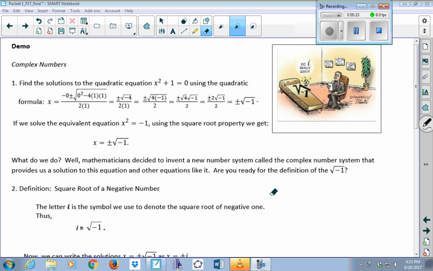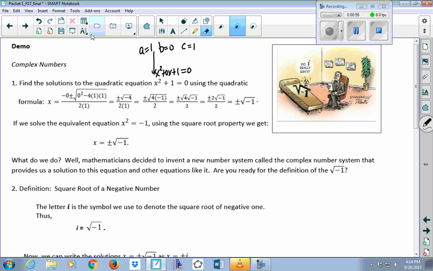And the complex number system was needed, for example, to try to solve an equation that would look like this: x squared plus 1 equals 0. So if we were trying to solve that equation using the quadratic formula, we would see that a is 1, b equals 0, since we don't have a middle term here. If we wanted to write the middle term in so you could see it, it would be 0 times x, which is 0, and c is 1.